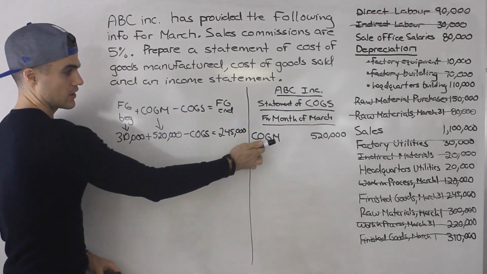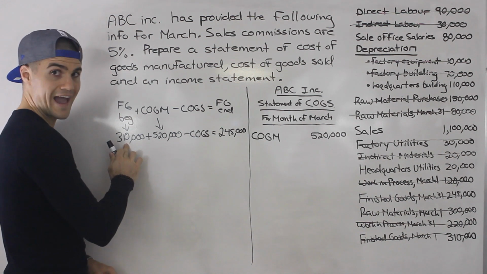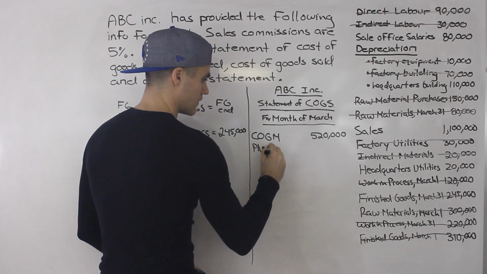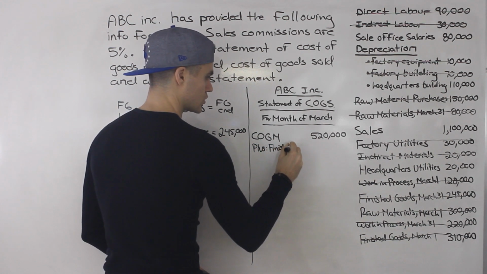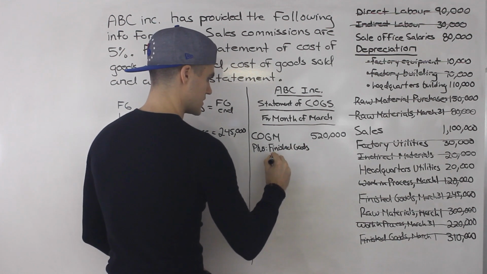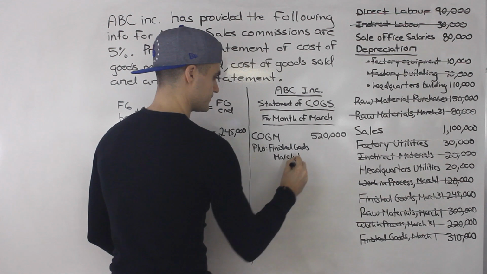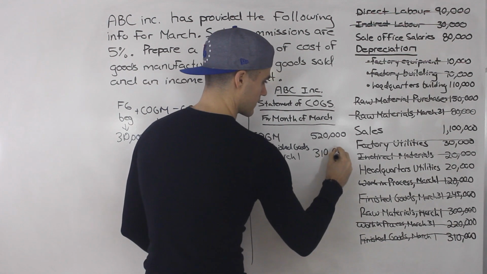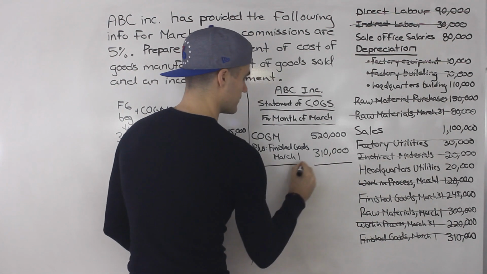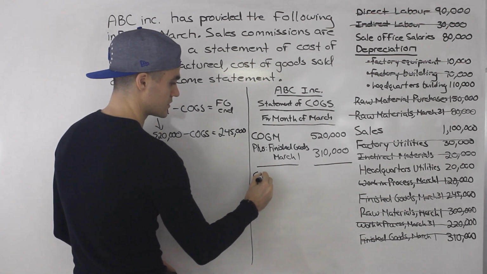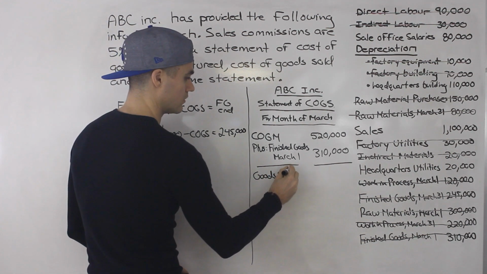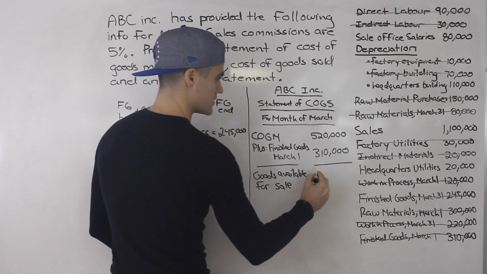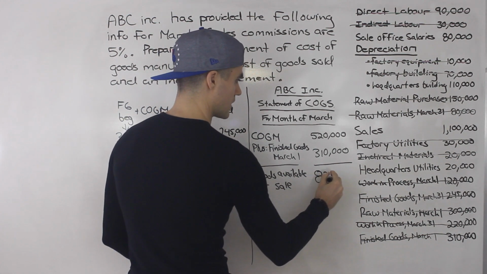So statement of cost of goods sold, we got the cost of goods manufactured. And then if you remember, we add the finished goods at the beginning. So we go plus finished goods. I'm going to put the date over here. So March 1st. The finished goods at the beginning were 310,000. And a lot of times they like to sum these two numbers up and call this goods available for sale. So we would end up with 830,000, right, if we total these up.